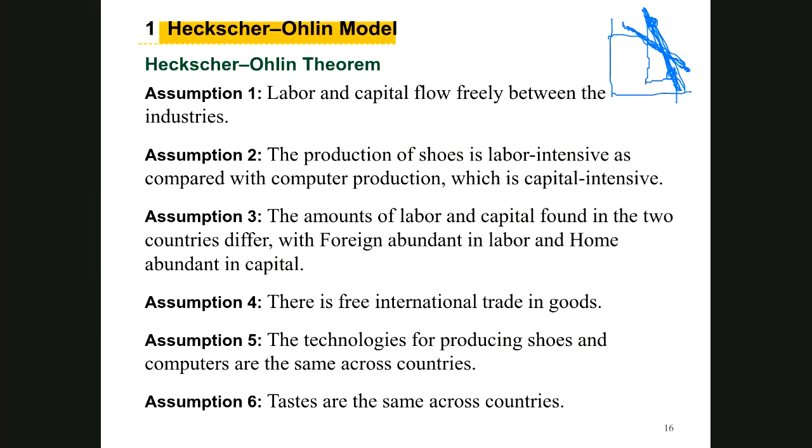And the mechanism, the force behind the Heckscher-Ohlin model, is what? It tells us that the capital abundant country is going to export the capital intensive good, while the labor abundant country is going to export the labor intensive good. Okay, so basically that's a brief review of the whole model that we just talked about.